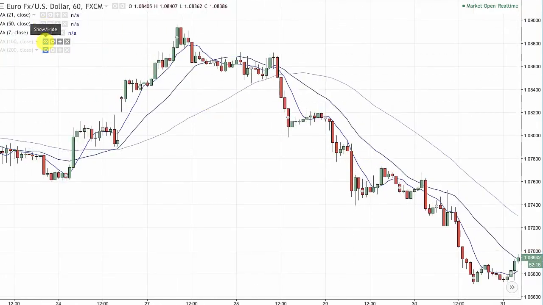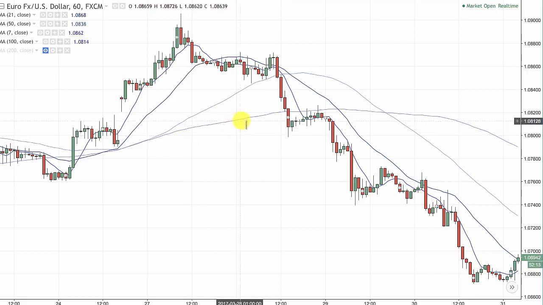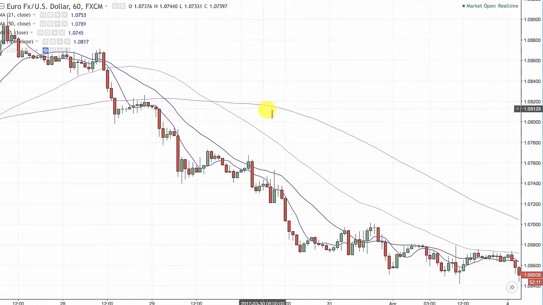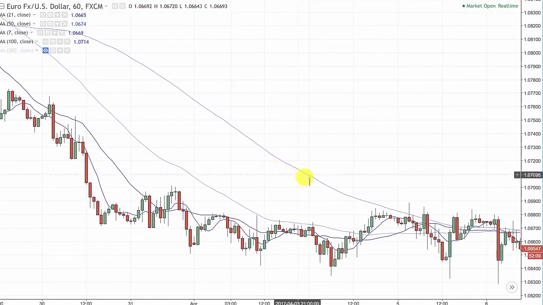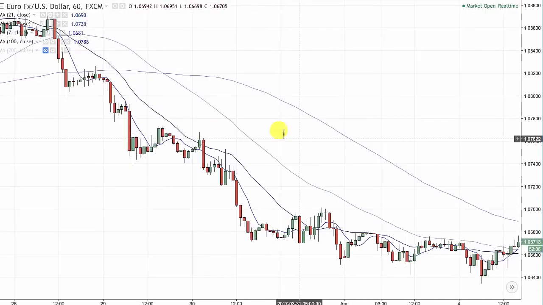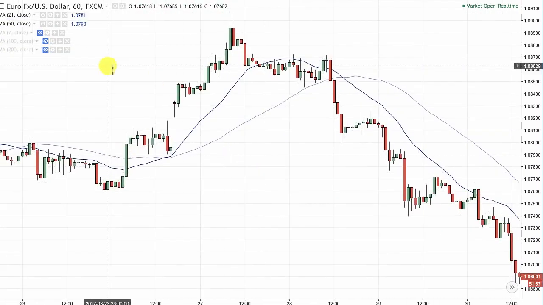And of course some people use a very long-term moving average. In this example, this is the 100-period moving average. You can see here it was very slow and very different to the other 3. So let's take a look at the medium and the mid-medium.